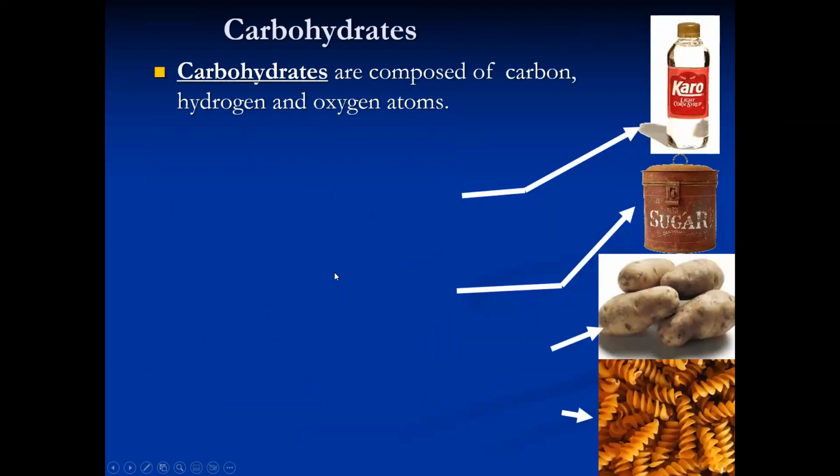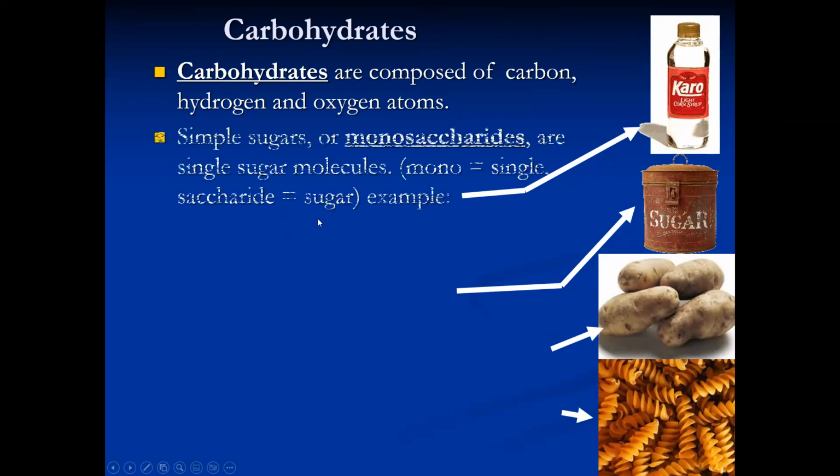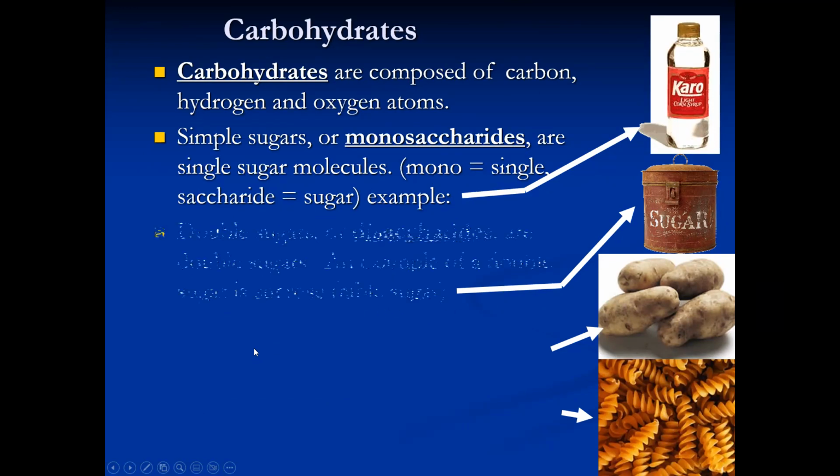What are carbohydrates? Well, carbohydrates are a big component of our food. Carbohydrates are composed of carbon, oxygen, and hydrogen atoms. That's why they're called carbohydrates. So it's like hydrated or water-infused carbon. Simple sugars or monosaccharides are single sugar molecules. So mono means single or one, saccharide means sugar. So for example, Karo syrup is glucose, single sugar material.